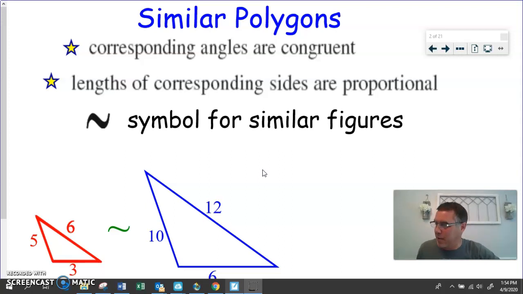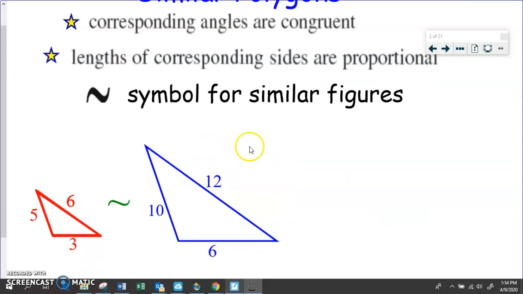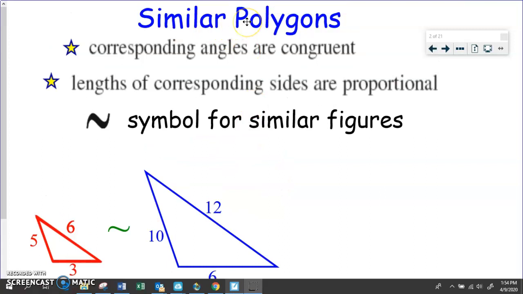So now let's get to the similar polygons. We've got a couple things that we need to know about similar polygons. Their corresponding angles are going to be congruent, and the lengths of their corresponding sides are proportional. And we just finished up proportions in the last lesson. This symbol here is what we write to show that the two polygons or shapes are similar.